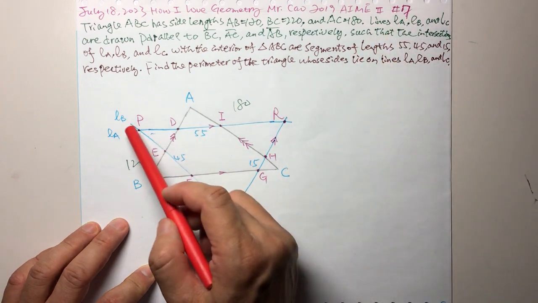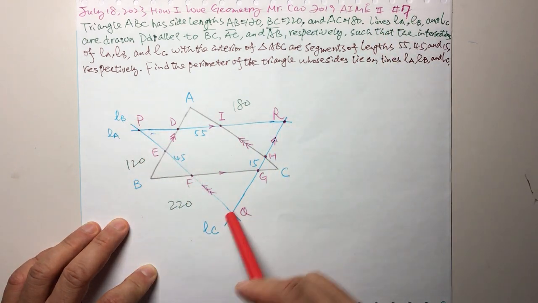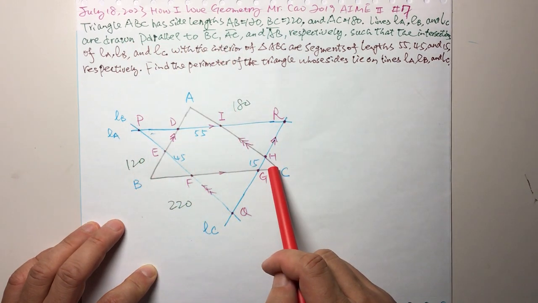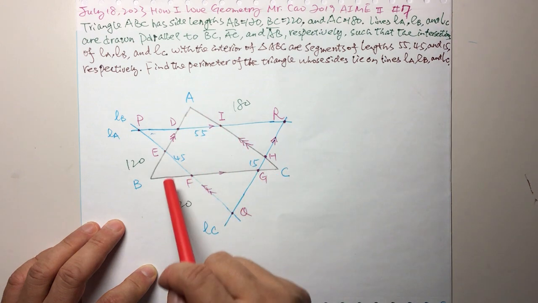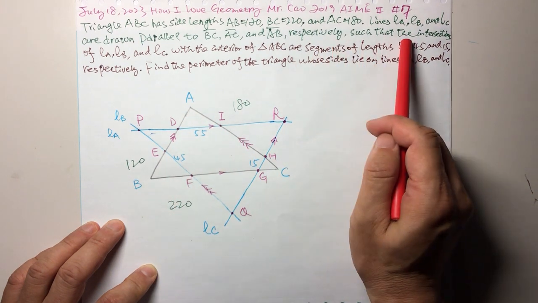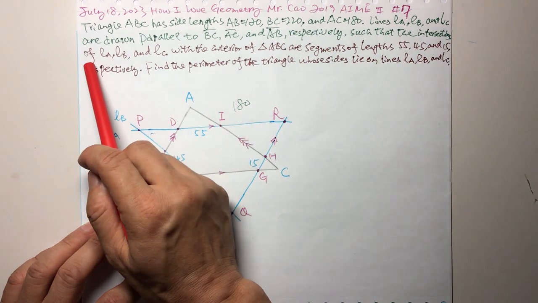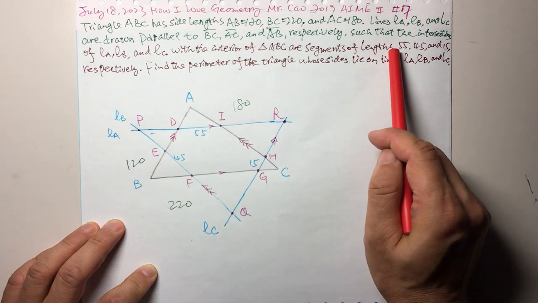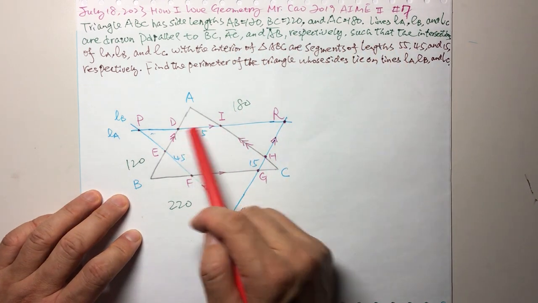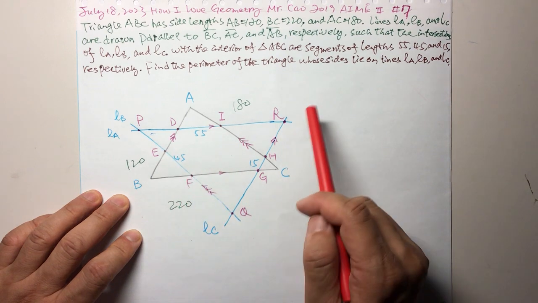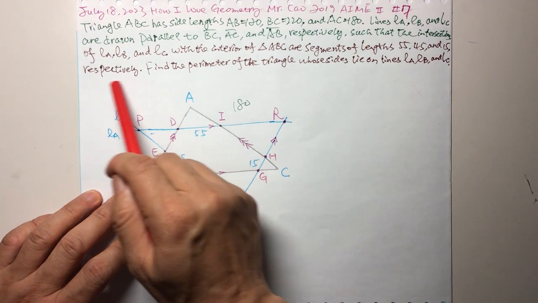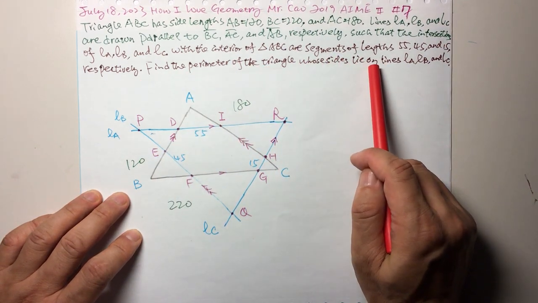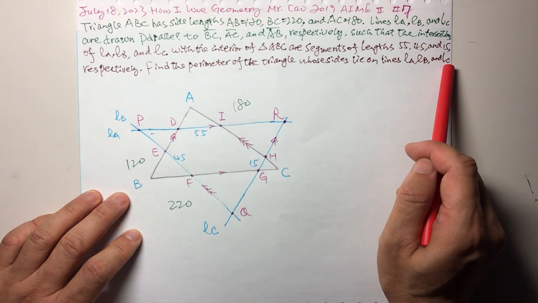Lines LA, LB, and LC are drawn parallel to BC, to AC, and to AB, respectively, such that the intersections of LA, LB, and LC with the interior of triangle ABC are segments of length 55, 45, and 15, respectively. Find the perimeter of the triangle whose sides lie on lines LA, LB, and LC.